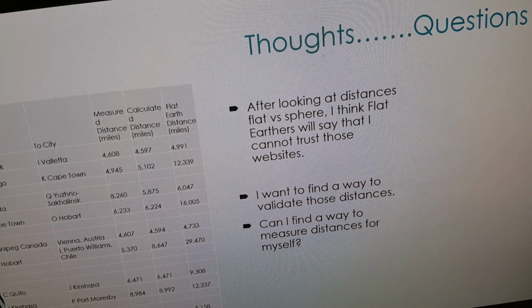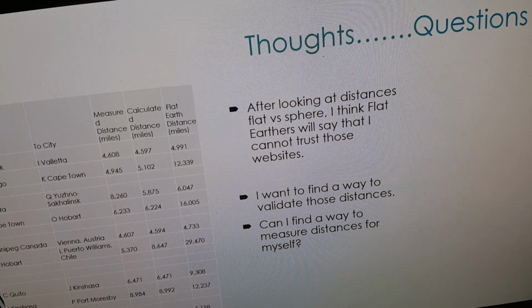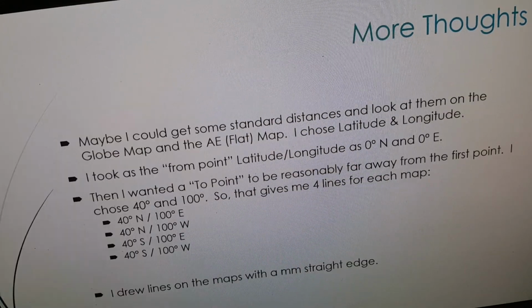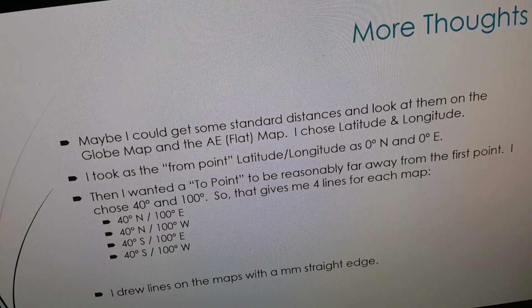So after I looked at those distances, I thought, some of you guys will say that we just can't trust those websites to give us accurate results. So I needed to find a way that I could validate distances. So is there any way that I can measure distances for myself? So what I'm thinking is I could get some standardized distances and look at them both on a globe map and on an AE or flat map.